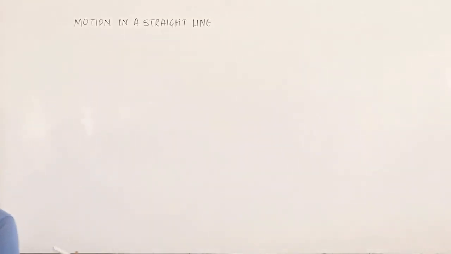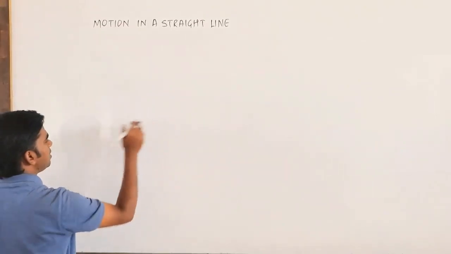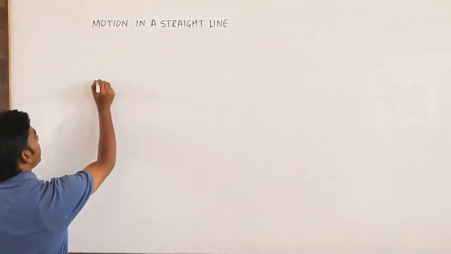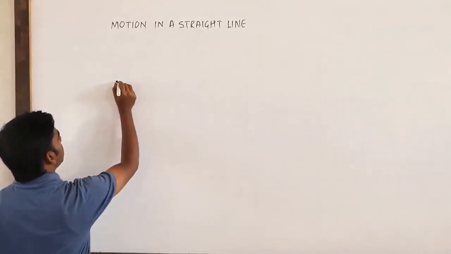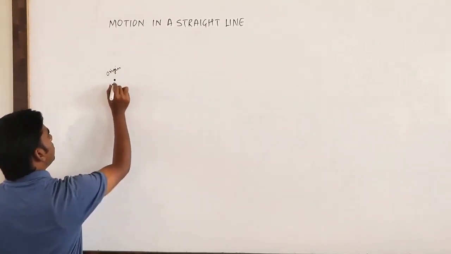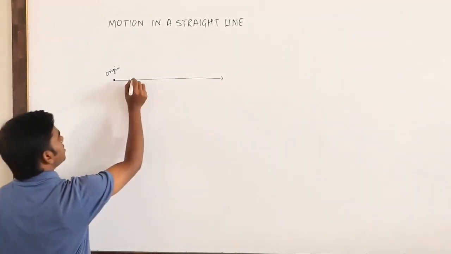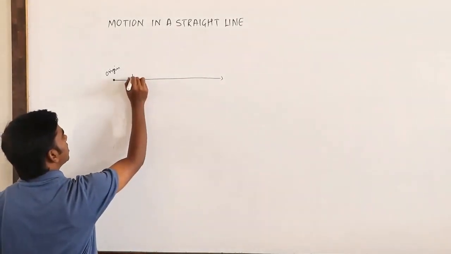We'll start with the position-time graph. That is, position or distance along the y axis and time along the x axis. Suppose this is your origin and the object is here. It starts moving in the positive x direction. After 1 second it will travel 10.